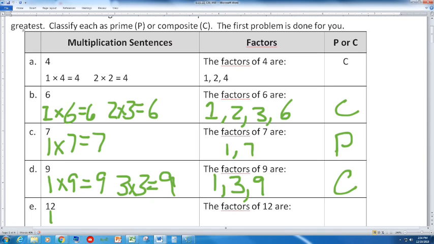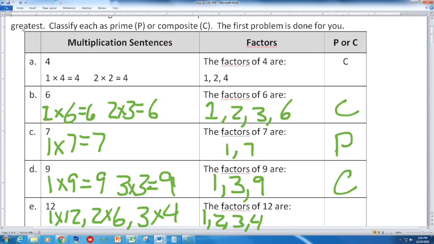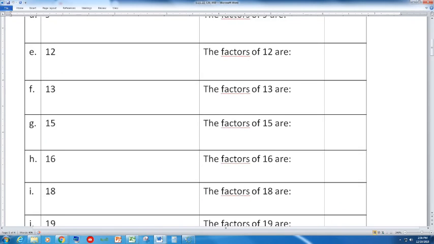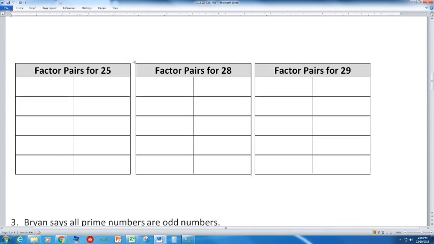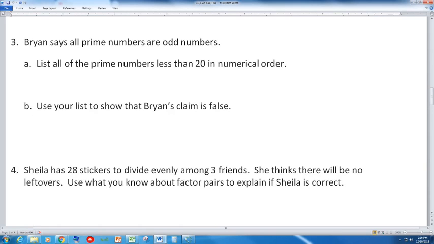And this is composite. So 12 would be 1 times 12, 2 times 6, 3 times 4. And then you can say the factors are 1, 2, 3, 4, 6, and 12, which makes it a composite. Okay? So that's really all we're doing. So that's what our classwork was. So let's take a look down here.